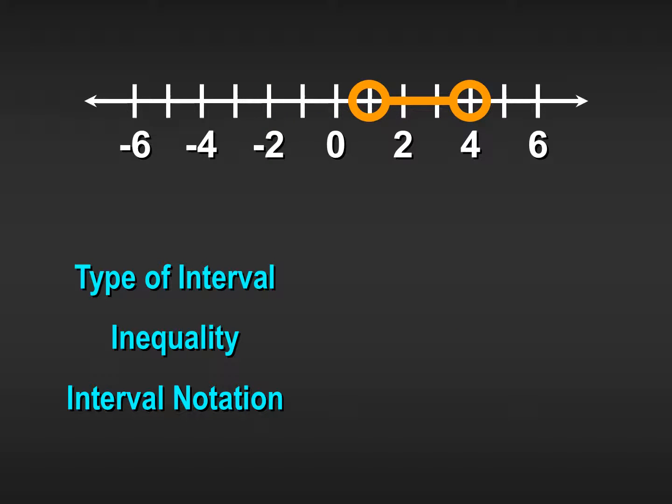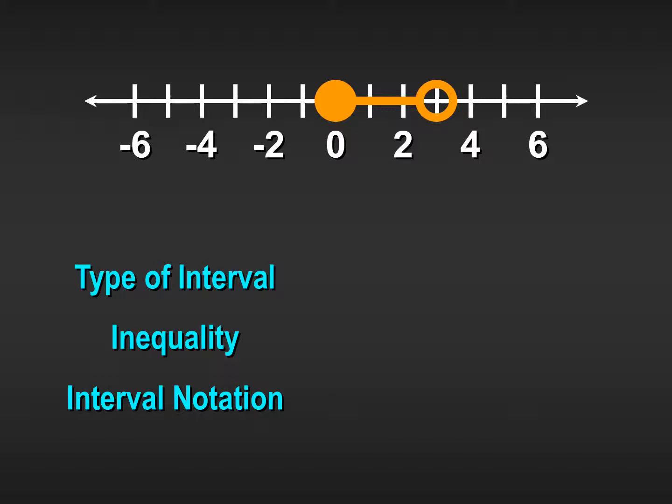Let's try another one. This looks like it's between 1 and 4, but it's not including the endpoints, so it's open. Our inequality is going to be written 1 is less than x, which is less than 4. Notice that I used the less than because it doesn't include 1 and 4. And then our interval notation is going to be parentheses 1, 4. So make sure that you don't get confused. This is not the point (1, 4). We're talking about an interval notation between 1 and 4.